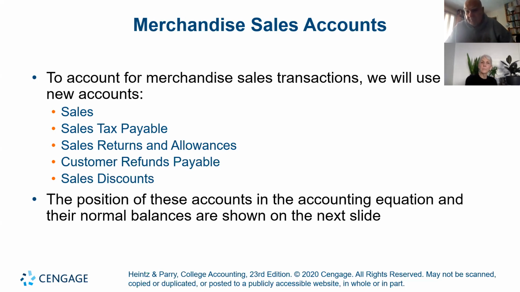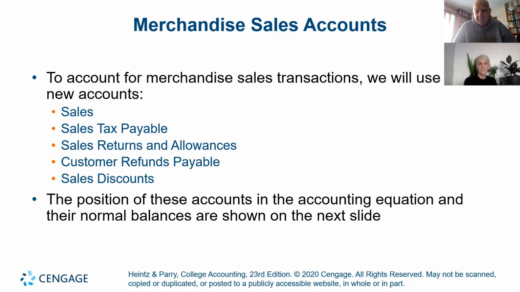Sales tax payable. You sell something for $50, $3 sales tax, you're going to credit your sales, right? And you're going to debit your accounts receivable for the 53. So that leaves us with a credit of $3 to sales tax payable. Sales returns and allowances and customer refunds payable. You can add credit cards to that.